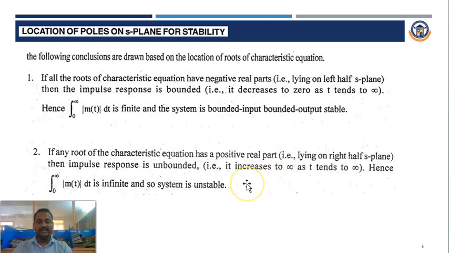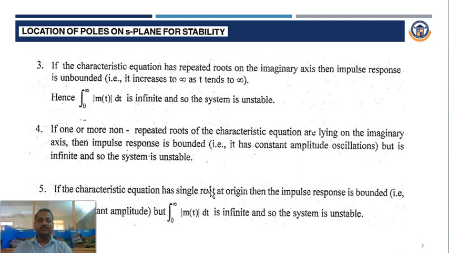It means that it increases as t tends to infinity. Hence, the integration of 0 to infinity of m(t) dt is infinite, so the system is unstable. The third case is, if the characteristic equation has repeated roots on the imaginary axis, then the response is unbounded, that is, it increases to infinity as t tends to infinity. Hence, the integration of 0 to infinity of m(t) dt is infinite, and so the system is unstable.